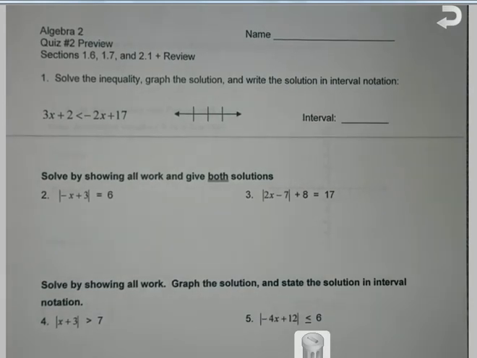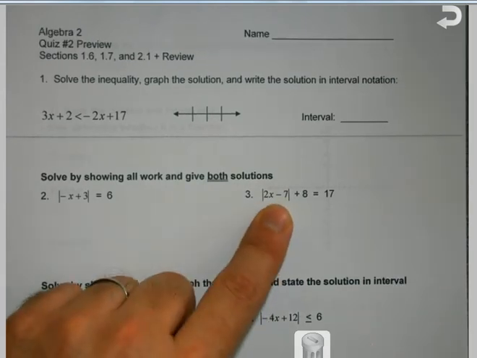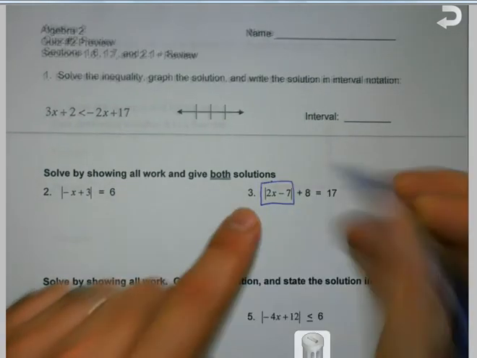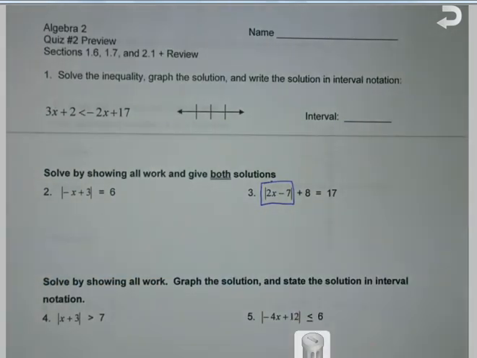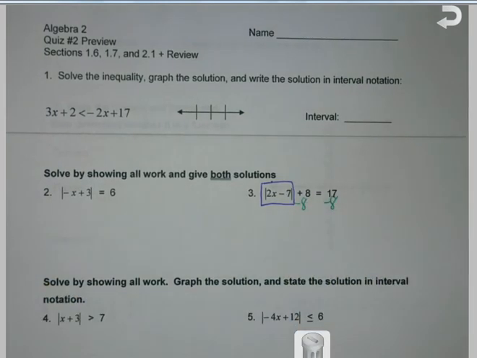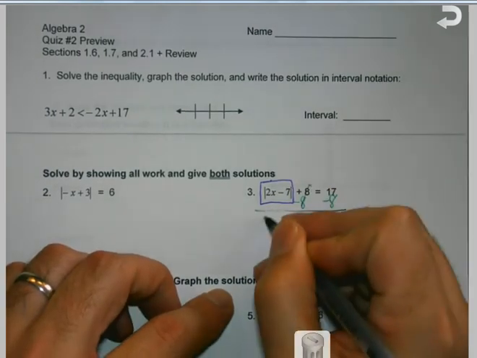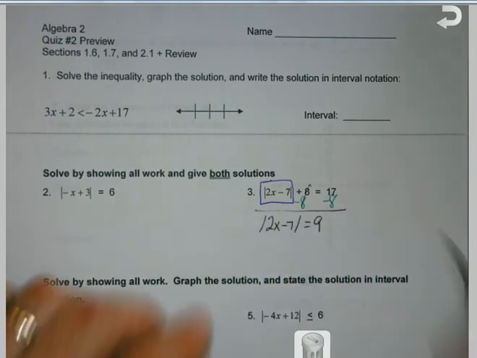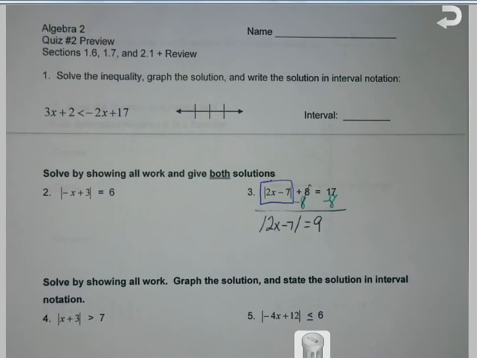Okay, so number 3. What we're going to do here is, remember, and we talked a little bit about, I'm going to treat this absolute value as though it's x, that I'm trying to isolate by itself. So I'd have to minus the 8 out of there. So once I get there, now what I've got to do is split this up into 2.